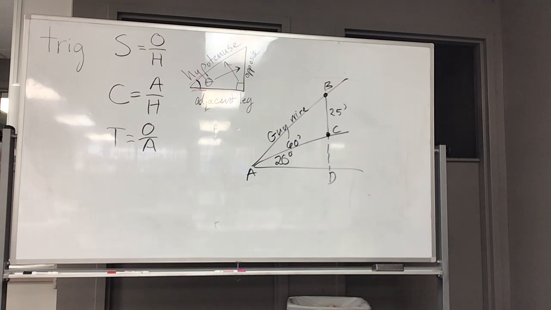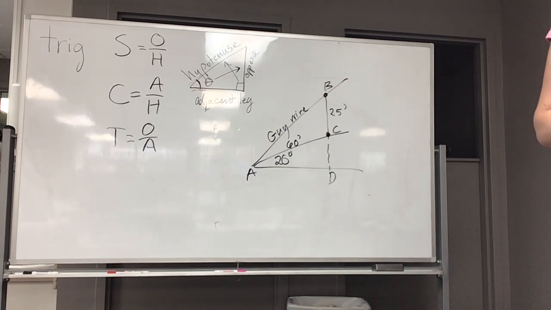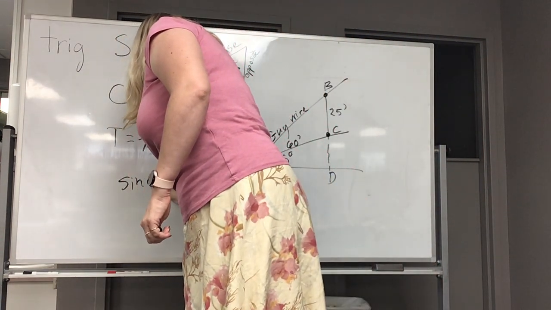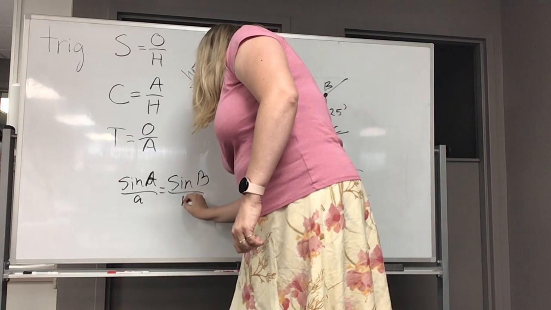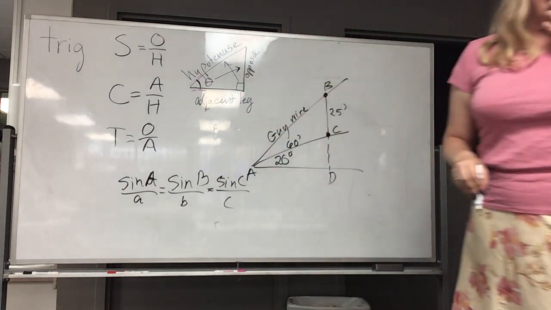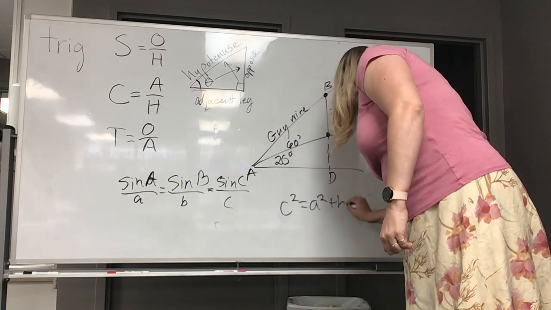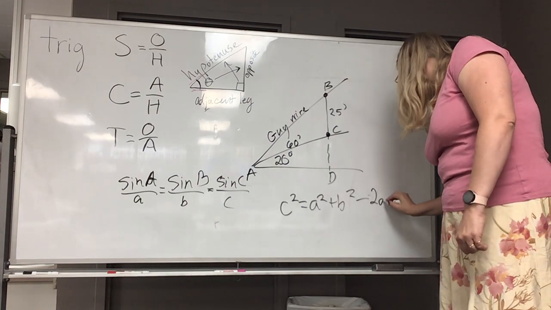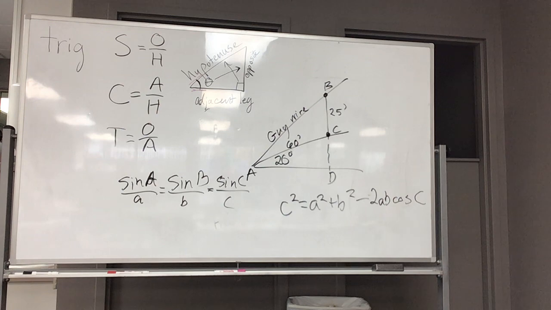And then they throw at us two equations. For a triangle with side lengths A, B, and C that are opposite angles, angle A, B, and C, sine A over A equals sine B over B equals sine C over C. They've given us this formula, and they give us the formula that C squared equals A squared plus B squared minus 2AB cosine C. So they've given us all of this information, and they've given us all of these formulas.